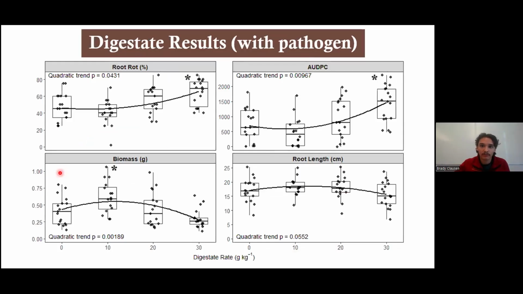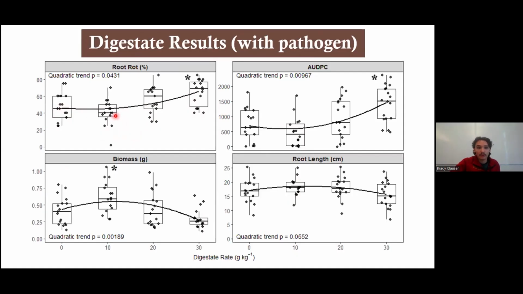So that was the baseline plant health performance, and now we're looking at what happens when we add the pathogen in with the digestate. The way this graph is set up is you have root rot on the top left, AUDPC in the top right, and reminder, that's just the foliar symptoms. And then on the bottom left, you have biomass and root length. I think the really cool thing here and what I want to emphasize is all of these parameters showed the same pattern for a quadratic response, or a nonlinear dose response.